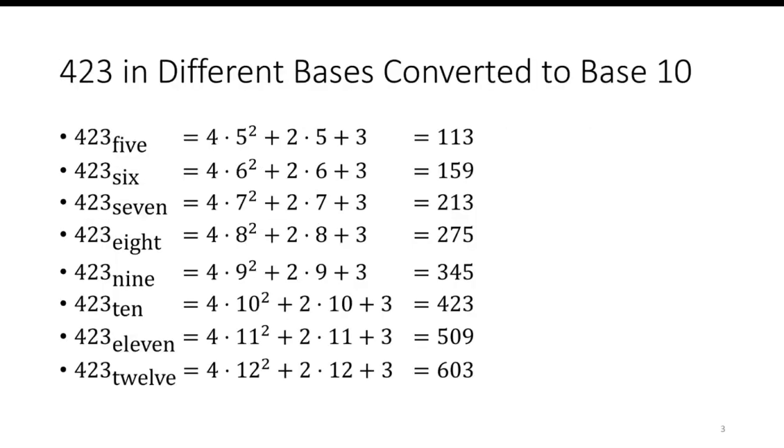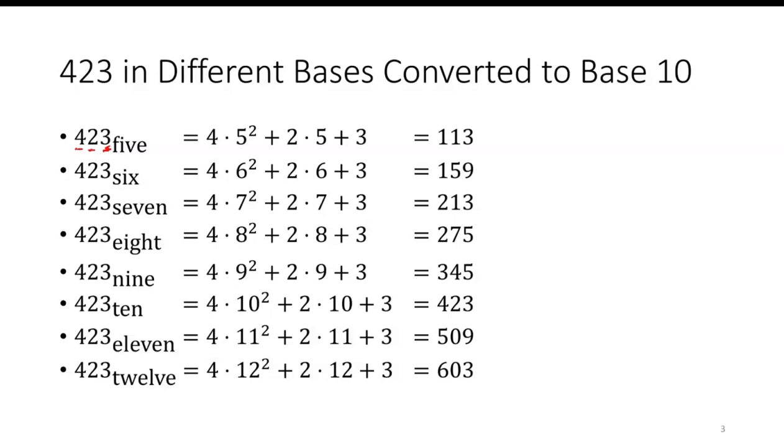So here is the number 423 using different bases converted to base 10. 423 base 5, positional, is essentially the number on the far right is ones place. The number over is multiplied by the base. And the next one over is multiplied by the base squared. So if I say 423 base 5, that really means 4 times 5 squared plus 2 times 5 plus 3. And that comes out to be 113.